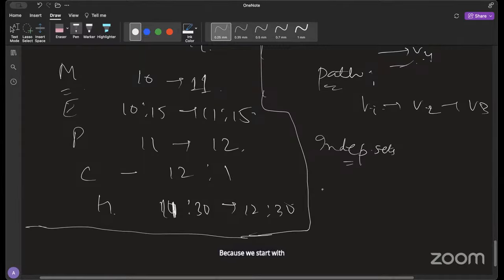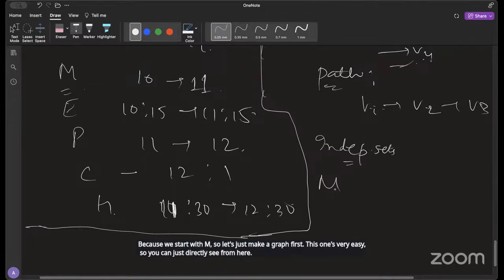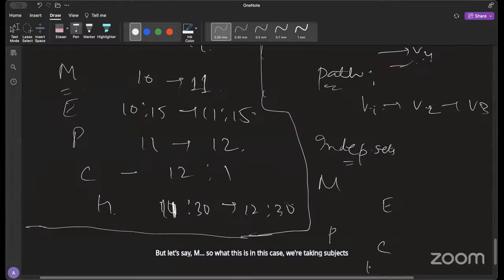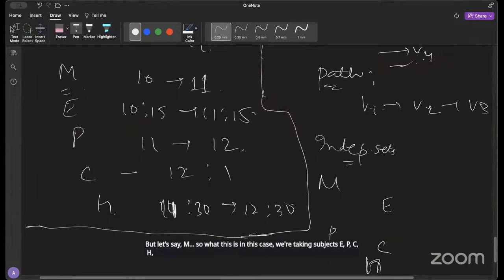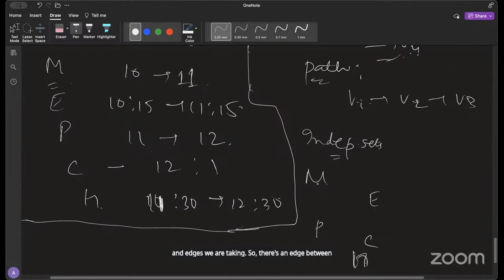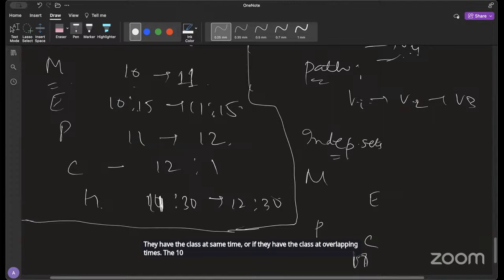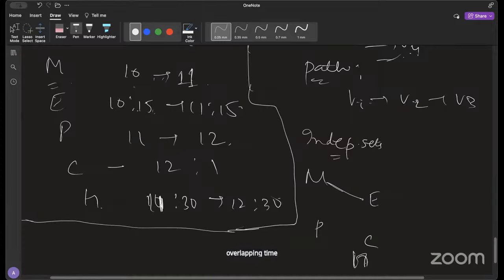So let's just make a graph first. This one's very easy, so you can just directly see from here. But let's say the vertices in this case are the subjects M, E, P, C, H, and the edges: there's an edge between two subjects if they have the class at the same time, or at overlapping times. So 10 to 11 and 10:15 to 11:15 have overlapping times. So there's an edge here.